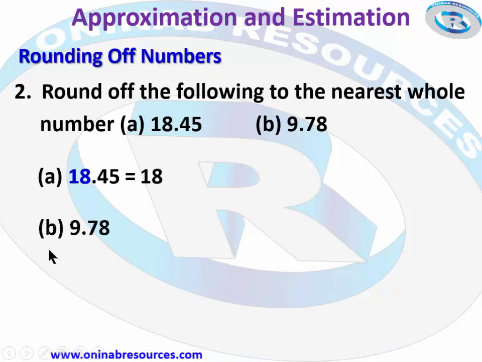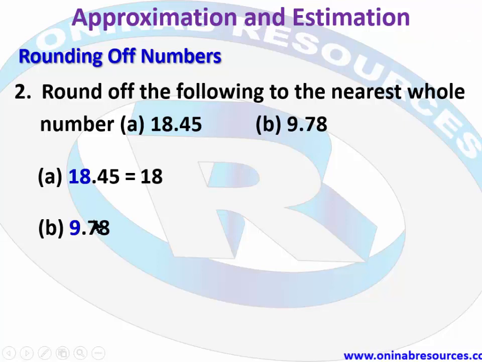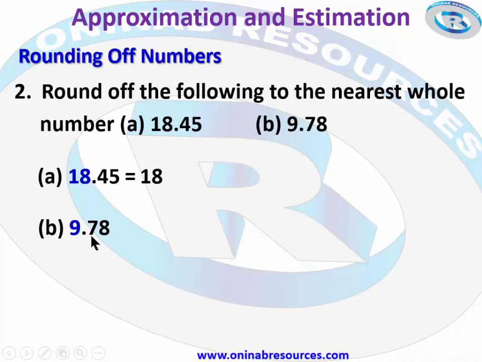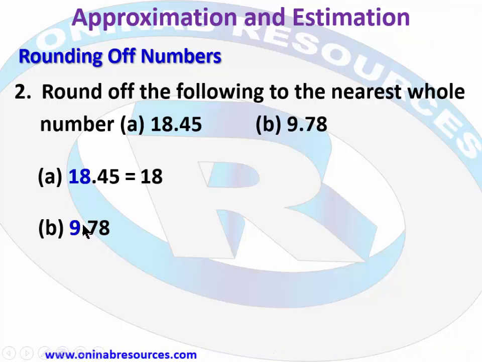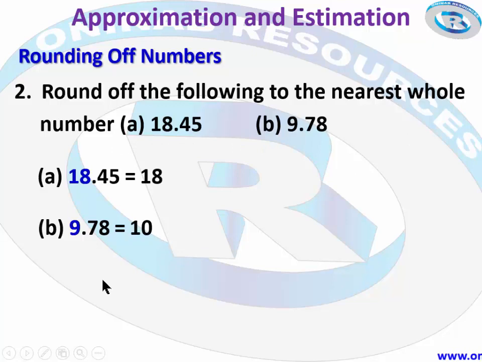Then we go for B. For B, we have 9.78. The whole number part here is 9. Remember, we are checking the next digit, which is 7. Since 7 is in the category of numbers to be rounded up, we are going to add 1 to this 9. It becomes 10. So that 9.78 is equal to 10 to the nearest whole number. And that's all for 2.